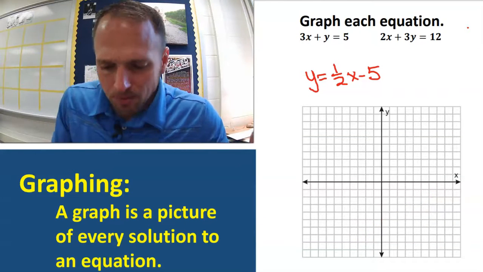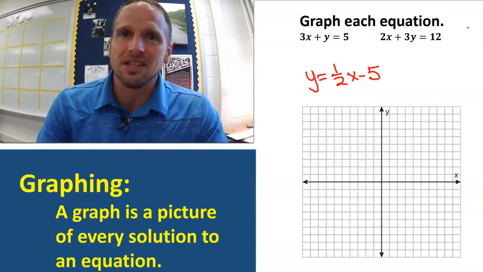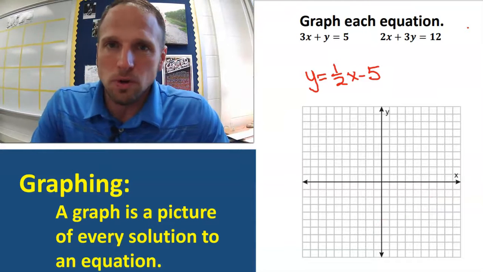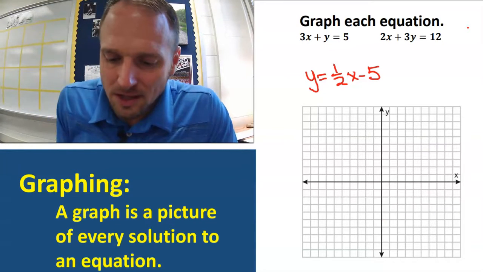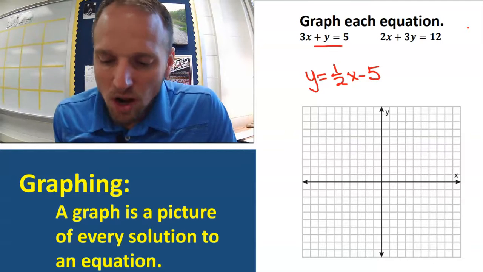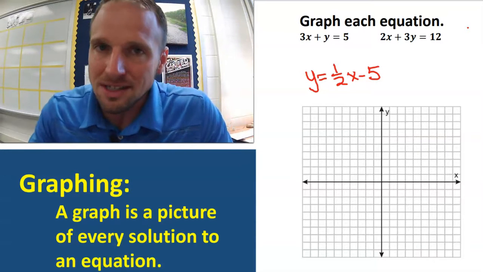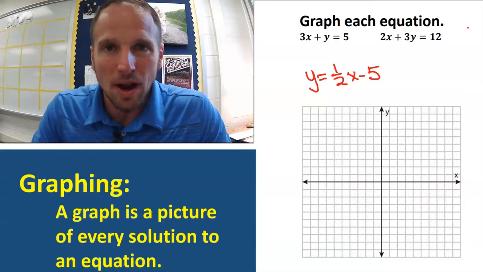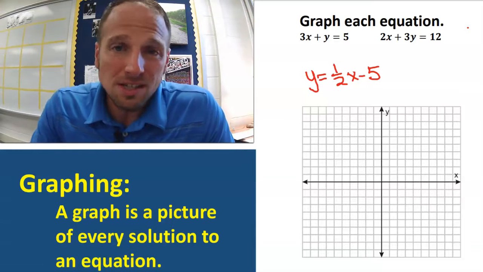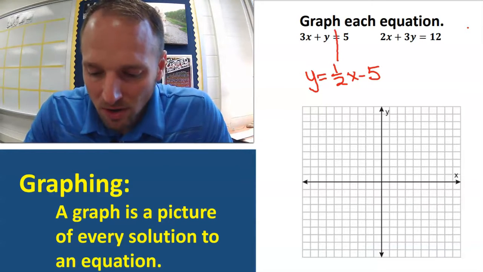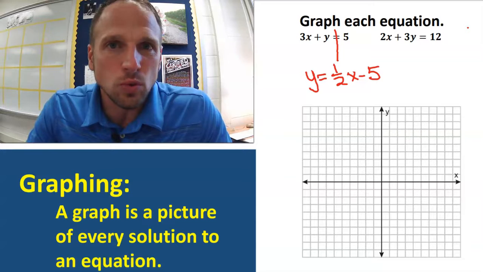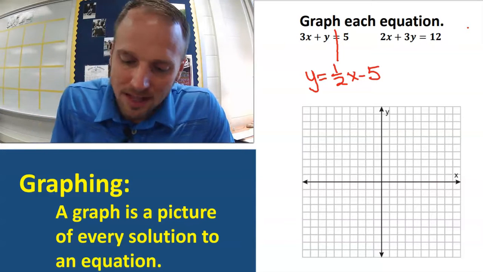But the problem with today's lesson is they're not going to start in slope-intercept form. If you look at this 3x plus y equals 5, that definitely does not look like the equations we were graphing before, right? Because what I see is that the x and the y are on the same side of that equation, which we don't want. So that's bad news.